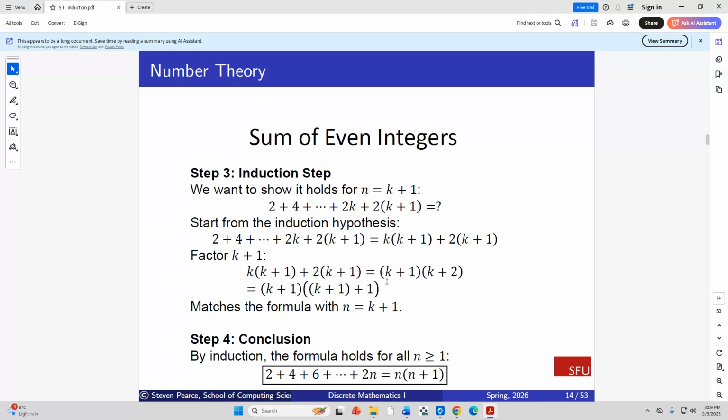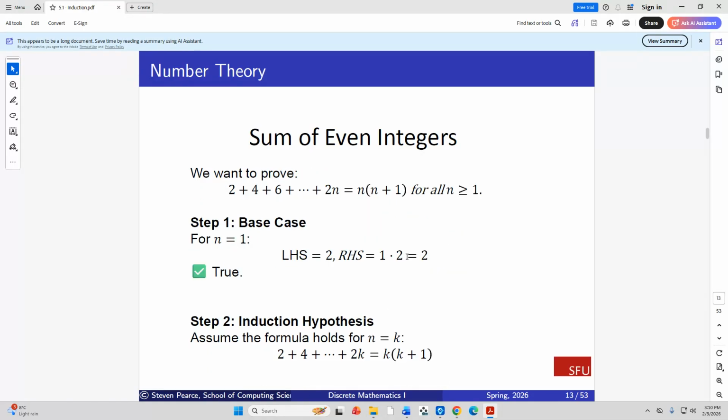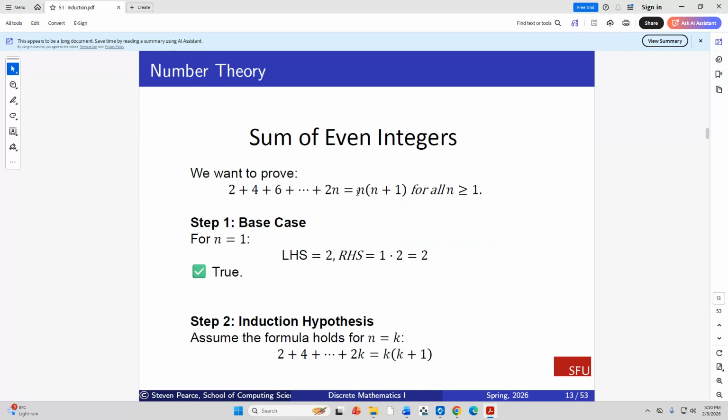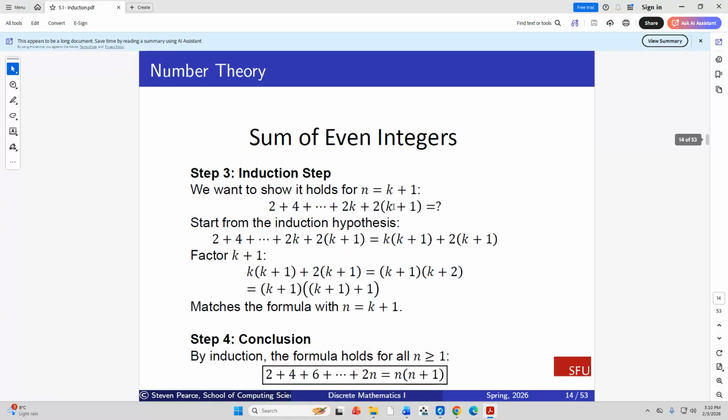Now you just do some simple algebra once again, and you get exactly the step for k plus 1. So that would be k plus 1 times k plus 1 plus 1. And so that is this right here. K plus 1 times k plus 1 plus 1, which is exactly what we're looking for. So simple algebra. All the work here in induction is the algebra.